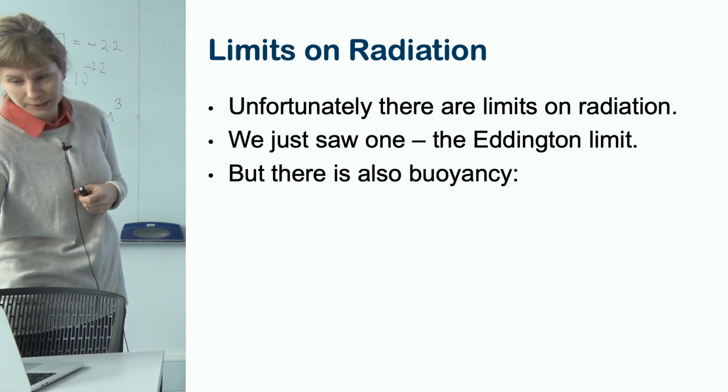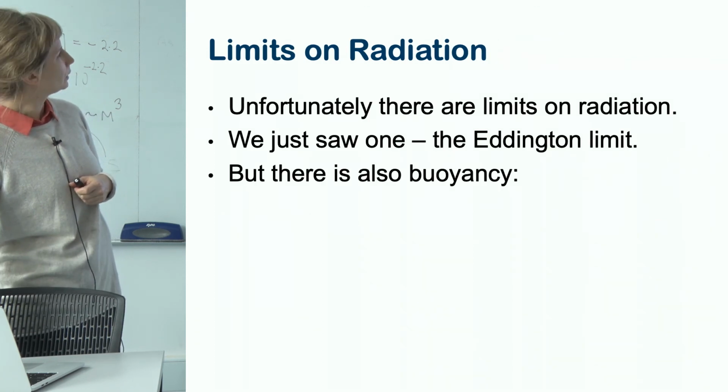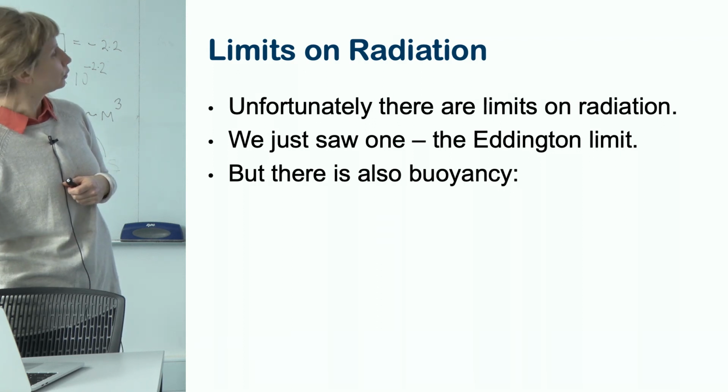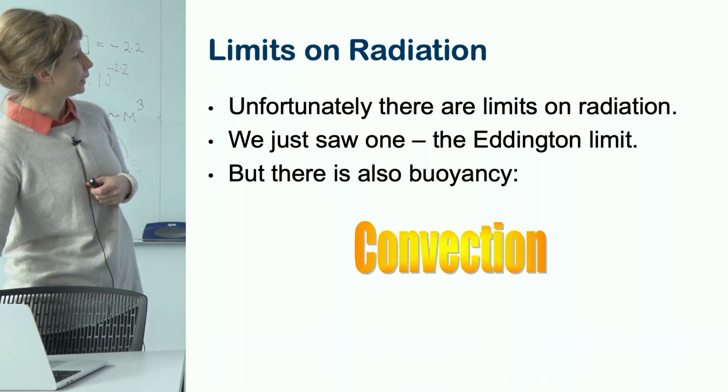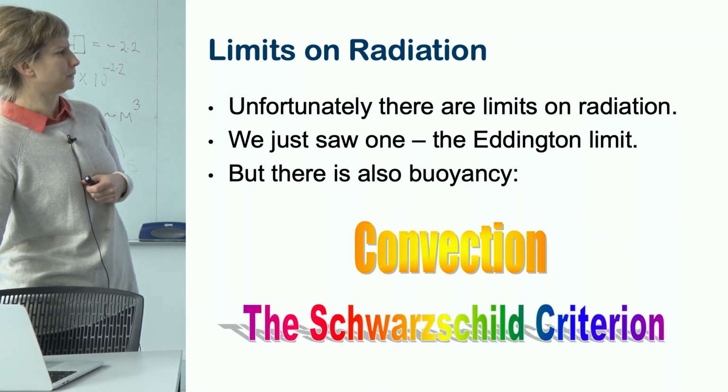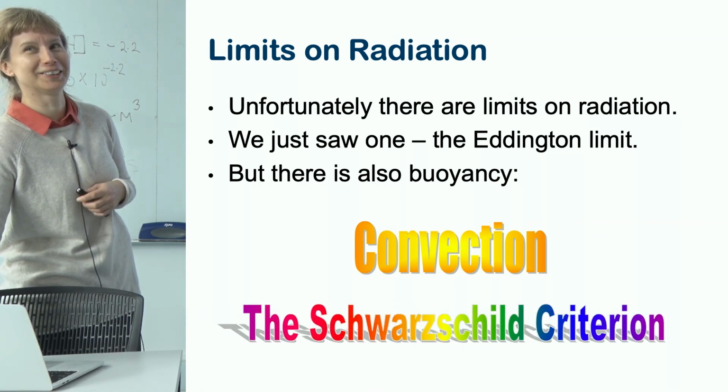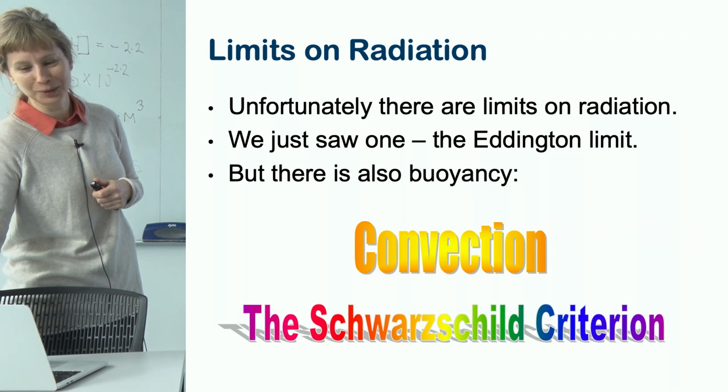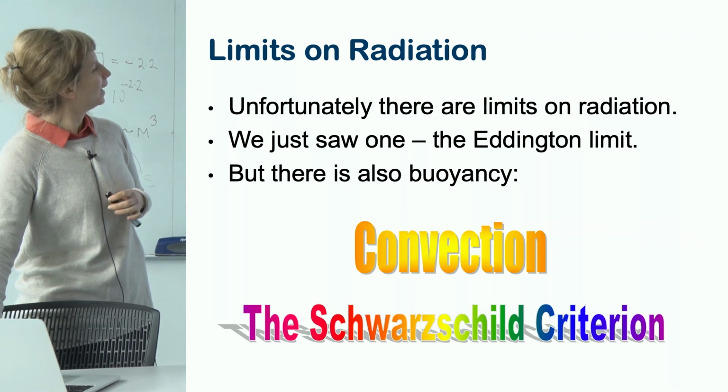Okay, almost done. There are limits on radiation. We just saw one, the Eddington limit, but there's also buoyancy. And so we need to worry about convection. And this is the Schwarzschild criterion. I know, isn't it awful? I left it almost because it is so awful.